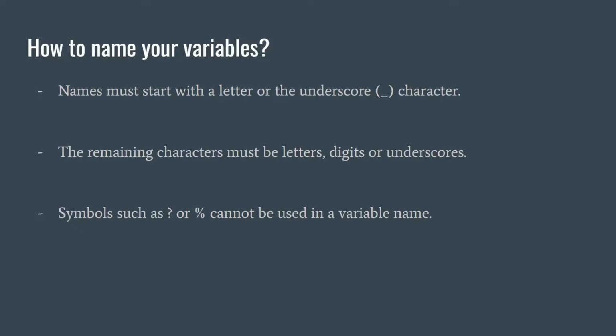The first rule is the name must start with a letter or underscore. So you cannot create a variable that starts with a number, or punctuation. This is the rule about the first character. This is about the remaining characters. They must be letters, digits, or underscore, so digits from 0 to 9. Symbols such as the question mark or the percentage sign cannot be used in a variable name.